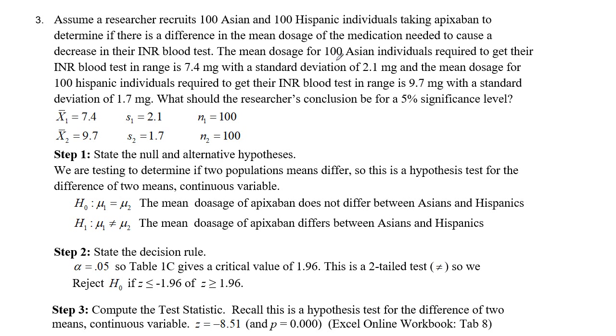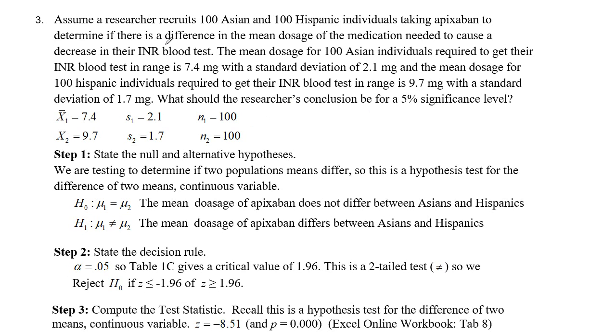So the mean dosage for the 100 Asian individuals was 7.4 milligrams. Standard deviation was 2.1. So here's 7.4, sample standard deviation 2.1, sample size was 100. For the second population, they needed 9.7 milligrams with a standard deviation of 1.7. So that's our second mean, second standard deviation, sample size still 100. So we want to know what should the researcher's conclusion be at the 5% significance level.